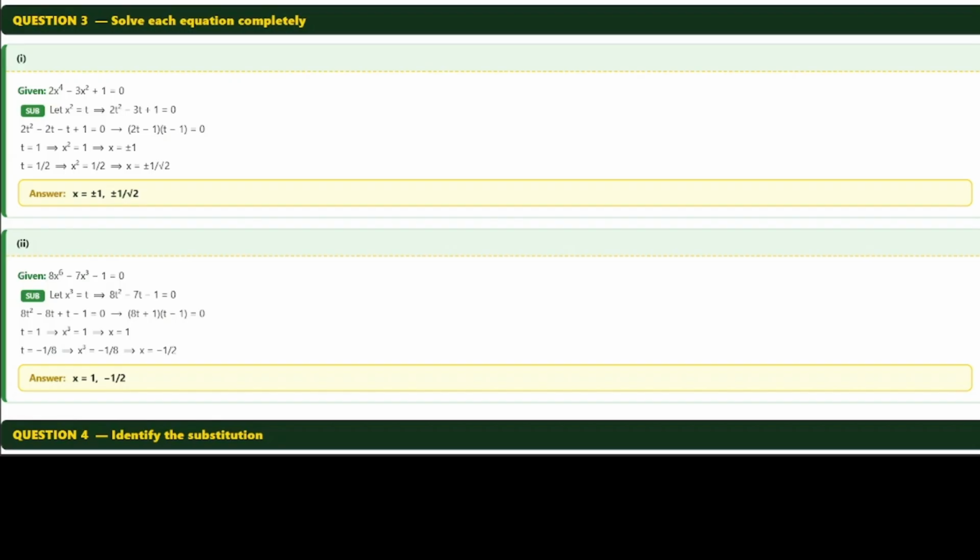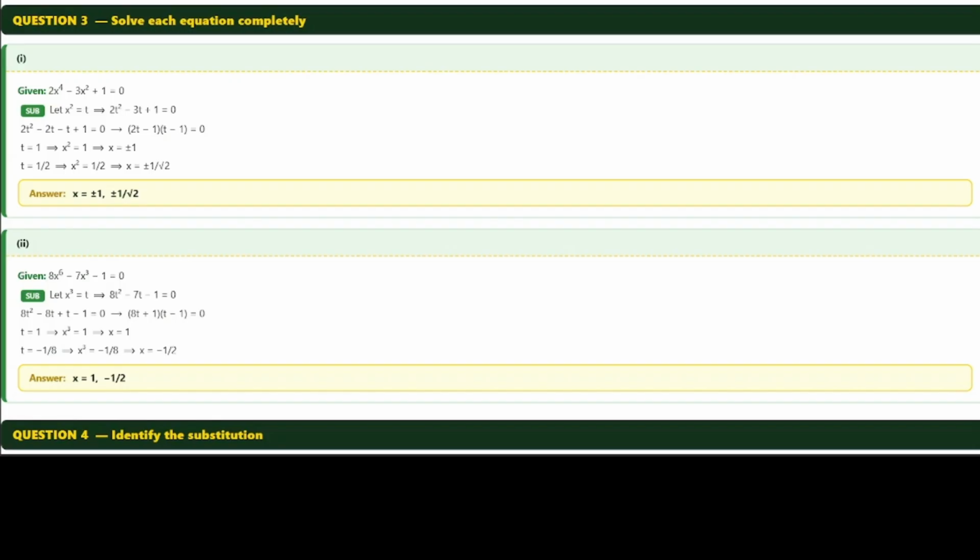2 into 1 is simply 2. Minus 2t, minus t will be our factors. Simplifying this, we get (2t - 1) and (t - 1). So the first value of t will be 1/2 and the second value will be positive 1. If we now replace the value of t with the original value, which is x^2, we will take the square root on both sides. So that becomes x = ±1, and for the second value, x = ±1/√2.